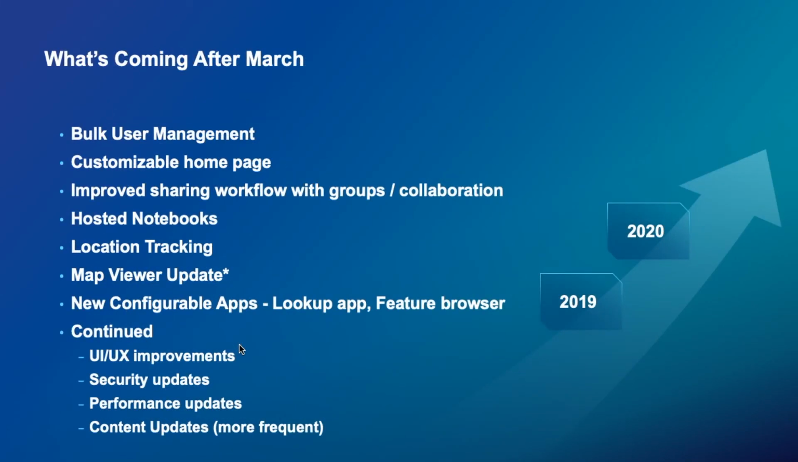After March, just a couple of big things coming. More and more work on really large organizations. Anything you can do with one person or one item, we want to be able to do in bulk. Being able to customize the home page. In the plenary, we talked about hosted notebooks and location tracking. A very big project that we're working on is a map viewer update. We're moving the map viewer from JavaScript 3 to 4, which will mean lots of cool things that we can build into that. More configurable apps. And of course, all the time, we're always working on UX improvements, security updates, making it faster, and content as well.